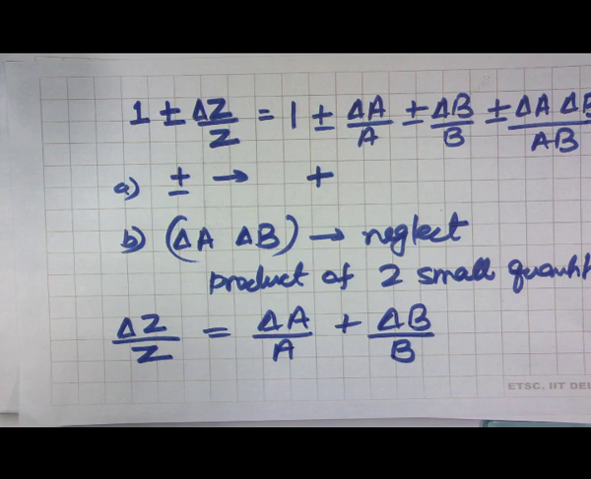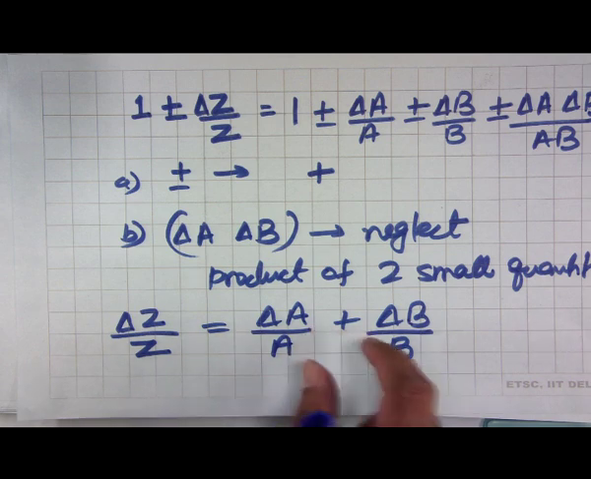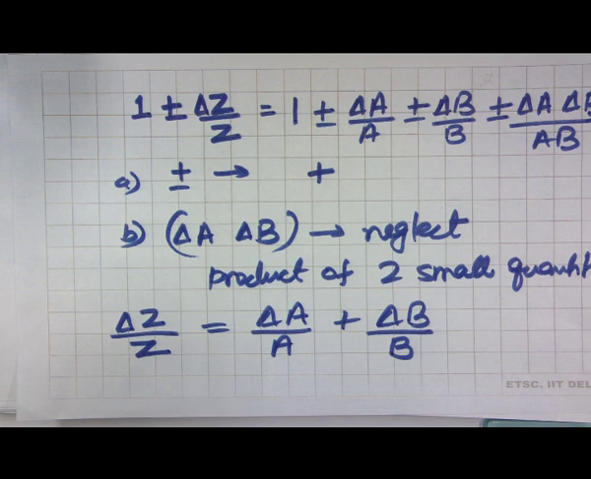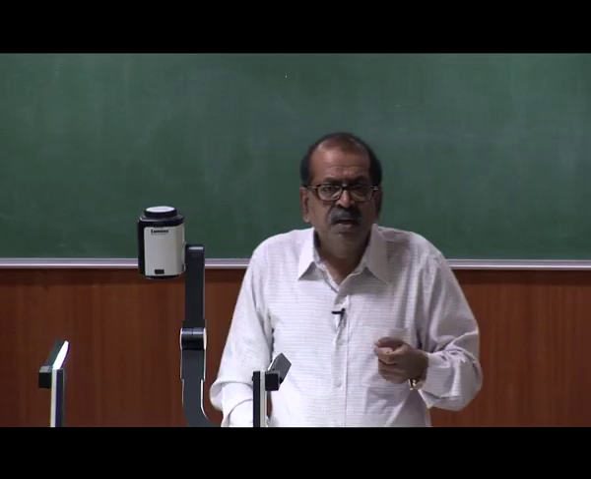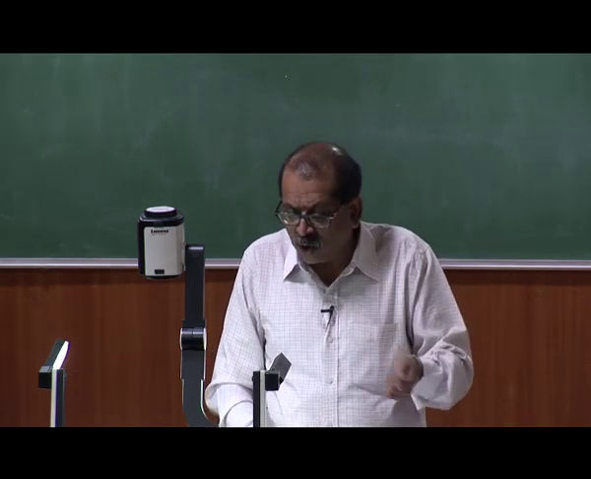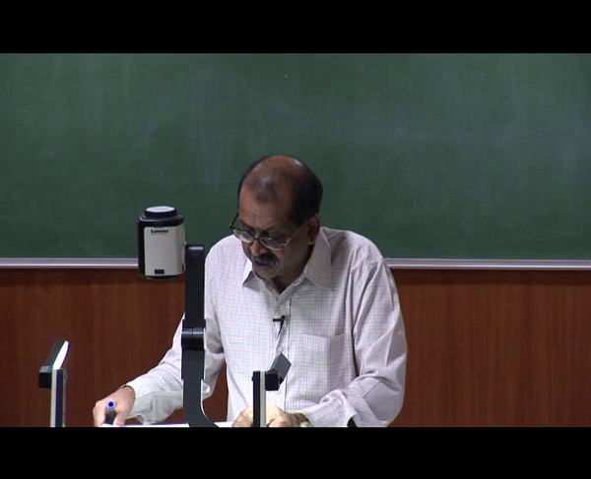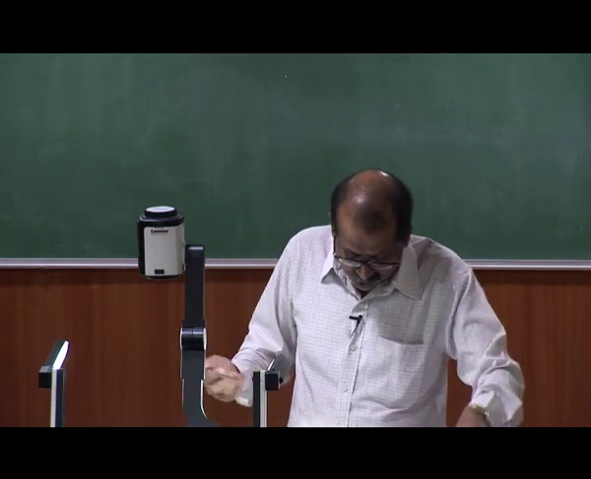So, this is how we obtain an error for products. If the product quantity divided by the original quantity is equal to the sum of the relative errors here. And for those of you who understand logs and differentiation, you will see that this formula can also be obtained by taking logs on both sides and performing a differentiation. But that we will leave for now.